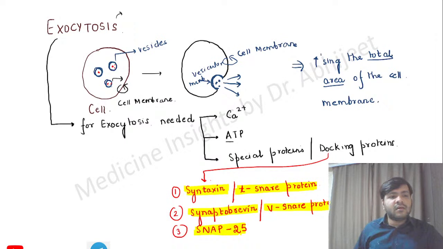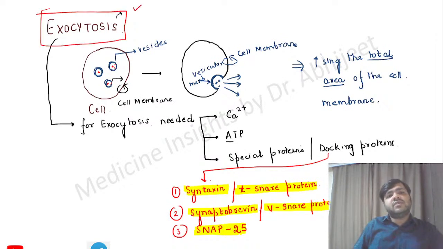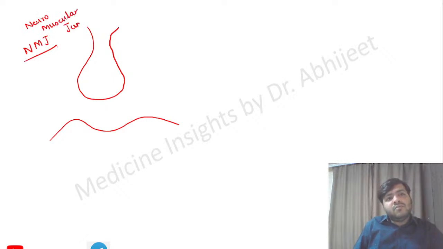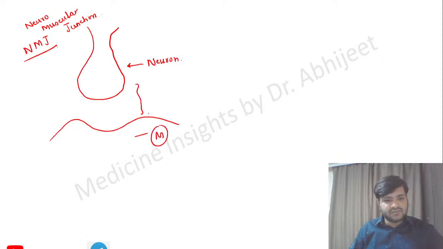Now, one important point that I have to focus on in exocytosis, on the next slide. You already know that this is the end part of the neuron, and this is the neuromuscular junction that I'm going to show you right now. NMJ, everyone knows that this is the neuromuscular junction. It is the neuron, it is the muscle, and this is the neuromuscular junction, the synapse.